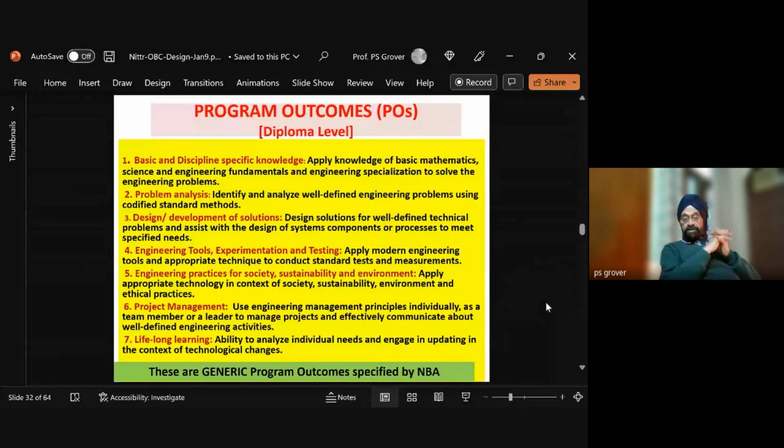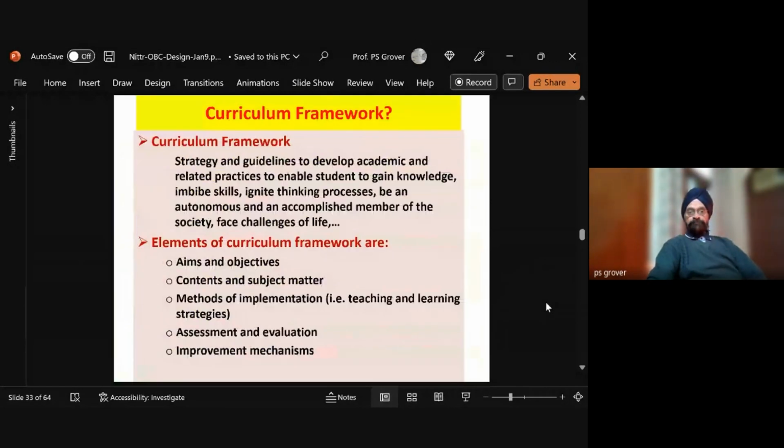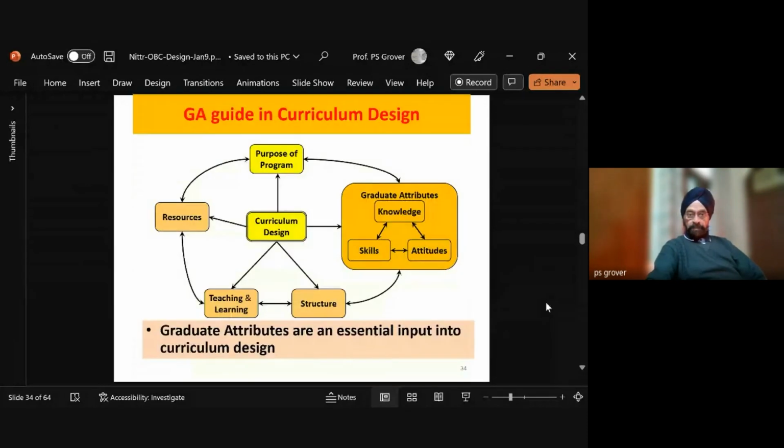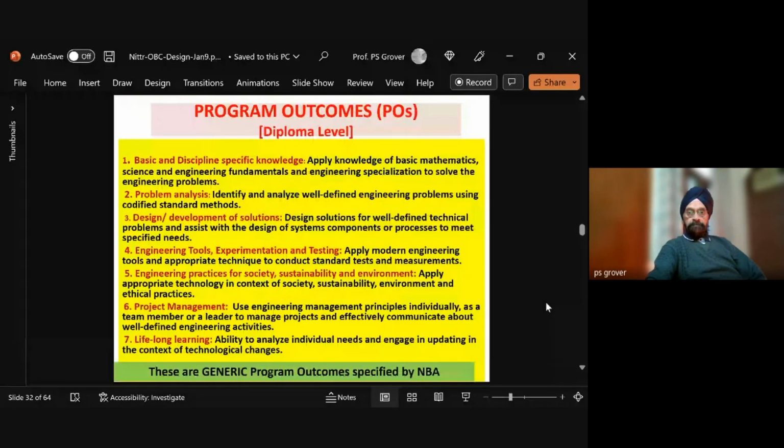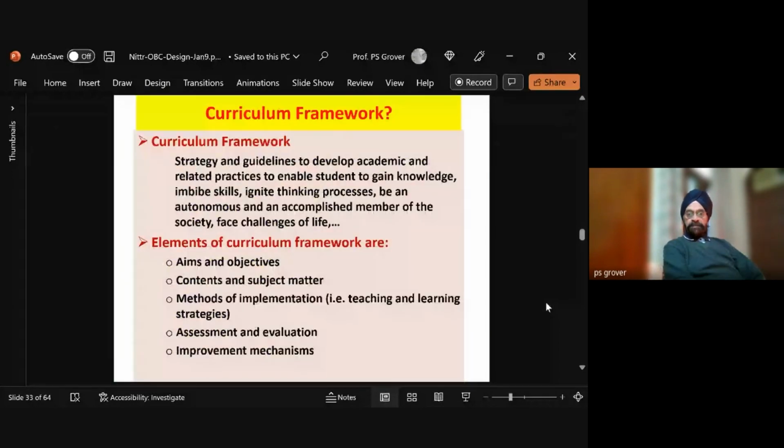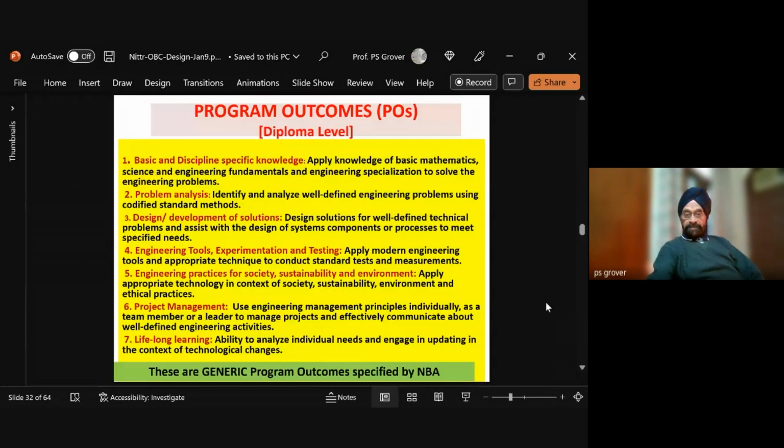I want my student to be good at problem solving. I want my student to be a good critical thinker. I want my student to be a good team player. So I express them as program outcomes. Now, the curriculum framework is a strategic guideline to develop academic and related practice to attain these things. Please see here. These are my outcomes.